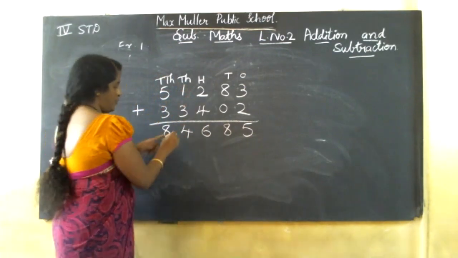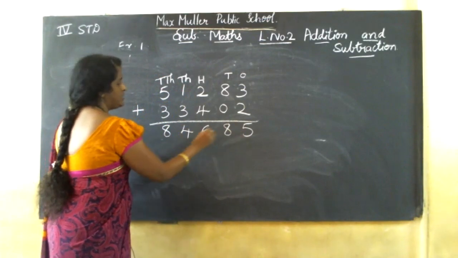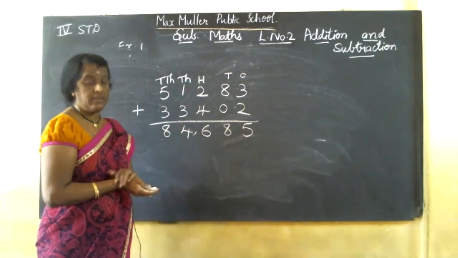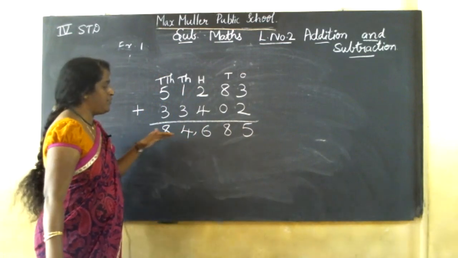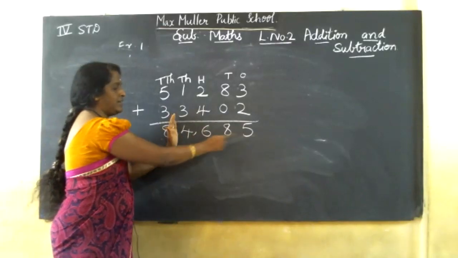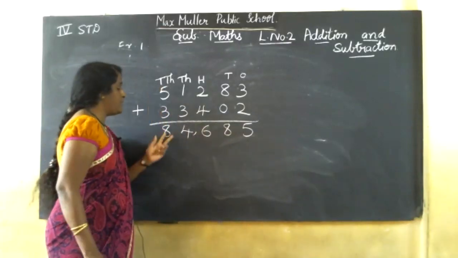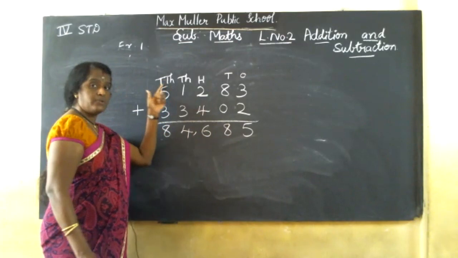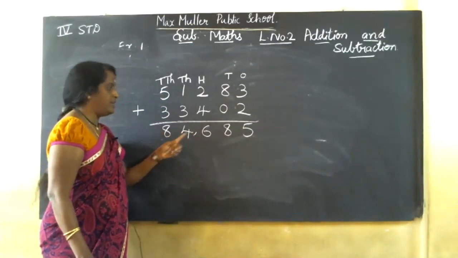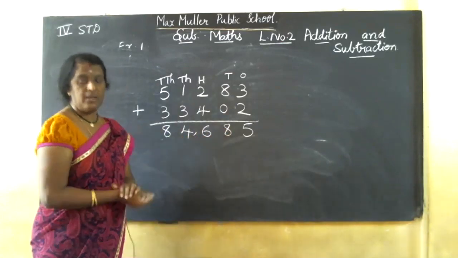How will you put the comma? You will put it after ones, tens, hundreds. So in your textbook page number 107, you got that answer, 84,685. Here you will say 4,685. 10,000 plus 8 means 80,000. So 80,000 and 4,685 is 84,685. Got it?